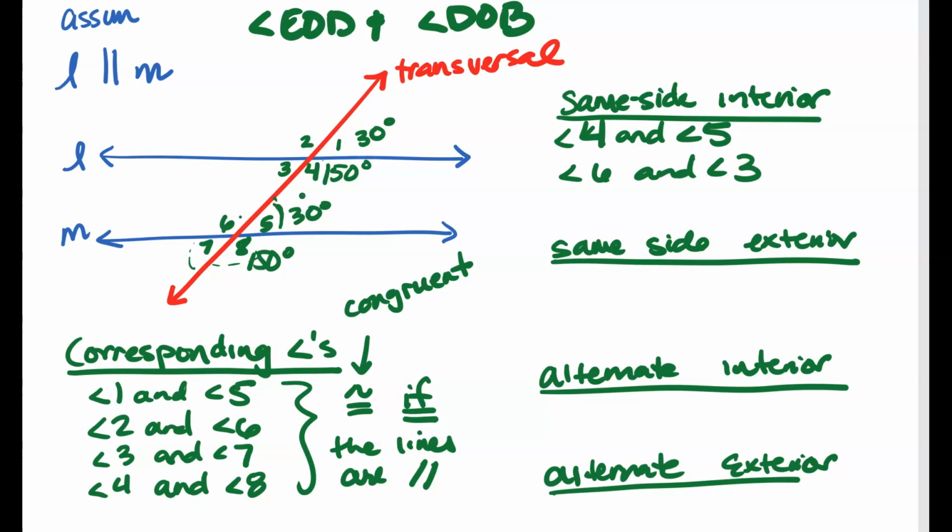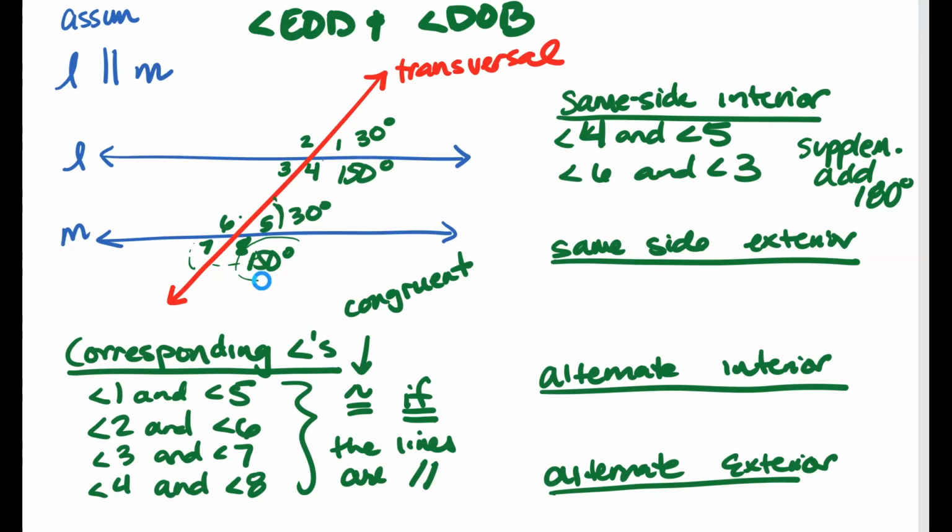Look at the same side interior angles, 4 and 5. Those are what we call supplementary. They add to 180. So if L is parallel to M, we know that all same side interior angles are supplementary, so you can always assume that. For instance, if there was a problem in the book where angle 5 was labeled as 30 and it asked what is angle 4, you would say it's 150 degrees because they're same side interior. You could assume that.